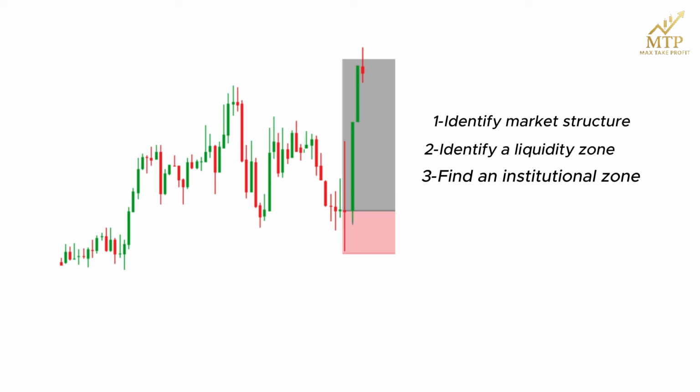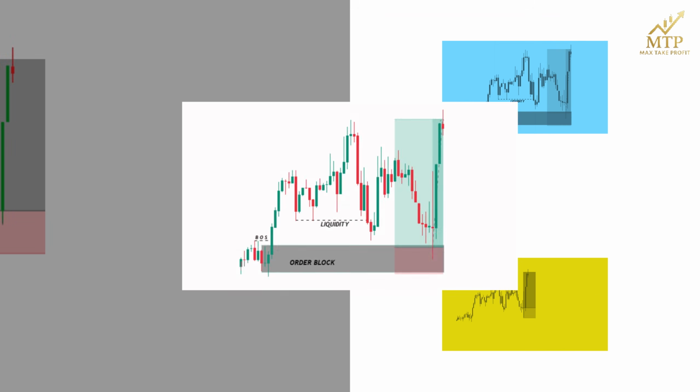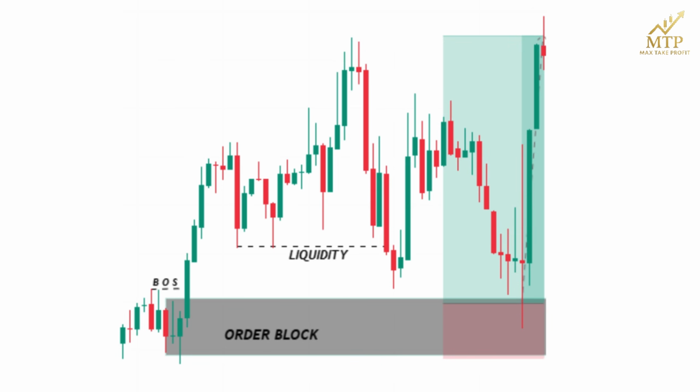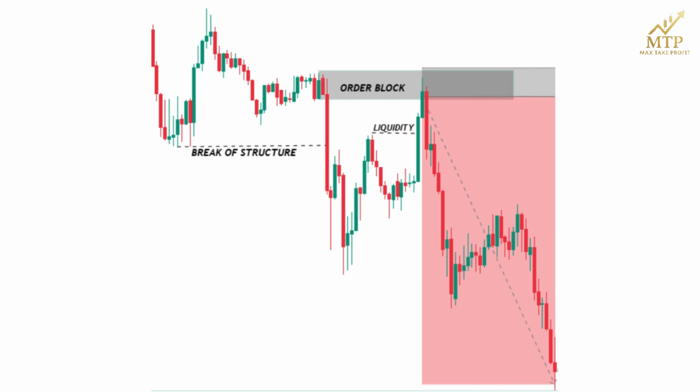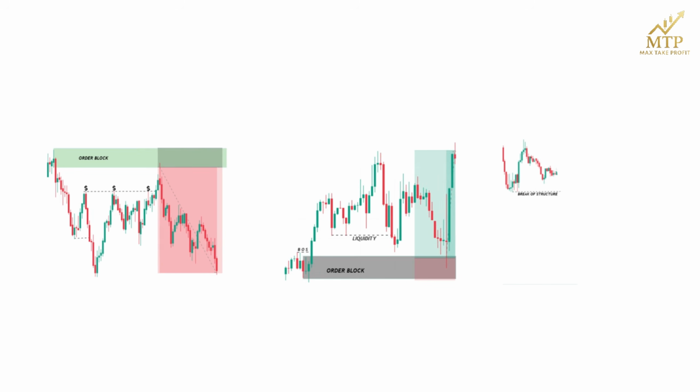Final thoughts. Once you combine structure, liquidity, and institutional confluence, you stop trading randomly. You start understanding why price moves and where it's heading next. That's when you stop trading against the market and start trading with the institutions. This is how you take sniper entries, with confidence, precision, and control.